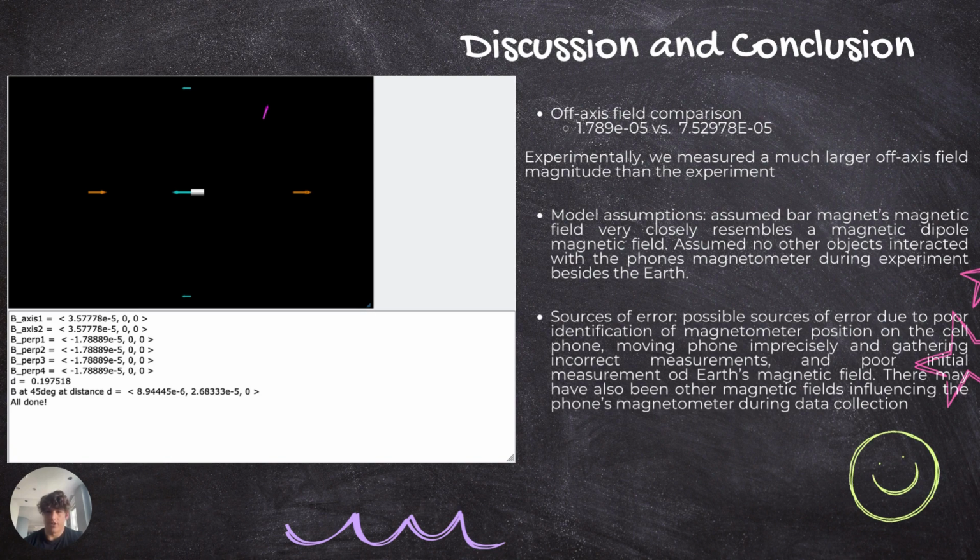Some sources of error in the experiment could be due to our model assumptions, as well as poor identification of the magnetometer position on the cell phone, moving the phone imprecisely and gathering incorrect measurements, and there may have also been other magnetic fields influencing the phone's magnetometer during data collection.